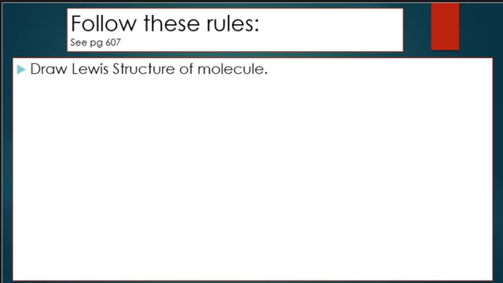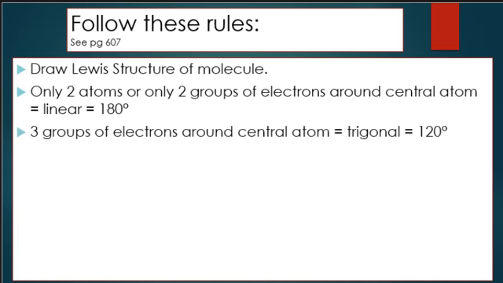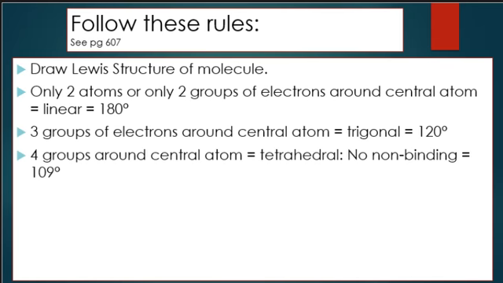Once you draw that Lewis structure, you're going to see if there are only two atoms or only two groups of electrons around a central atom, like the one I just showed you. That'll end up being linear. All right, we're going to practice some of these. Our next rule would be three groups of electrons around the central atom, trigonal. Four groups around the central atom, it'll be tetrahedral. No non-binding electrons there, it's 109, okay?